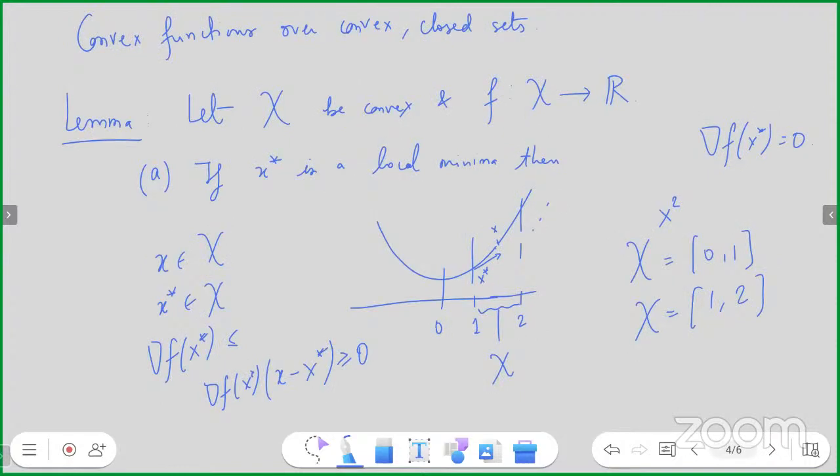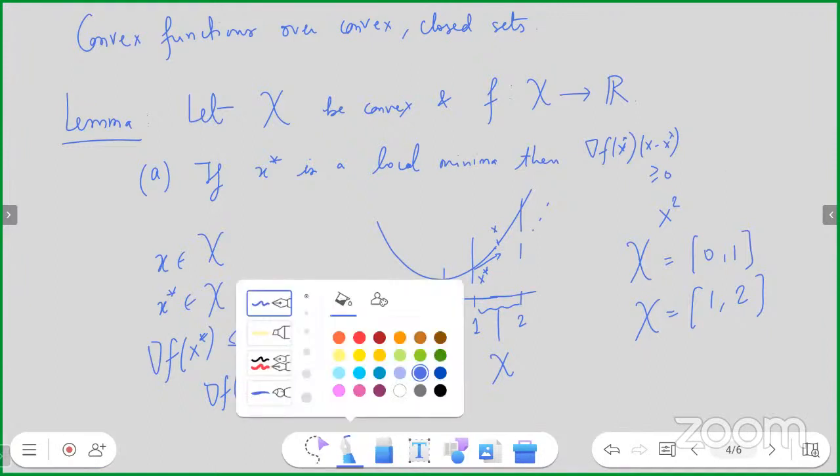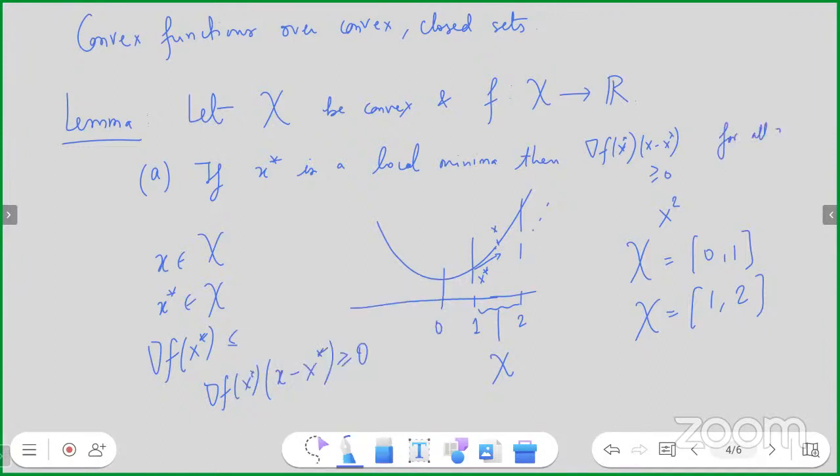Okay, what did we get? If x is a convex set and f is some function, if x star is a local minimum, then the gradient of f at x star times x minus x star is greater than or equal to 0. That is a necessary condition. When did it become sufficient? Can you give me an example that it is sufficient?